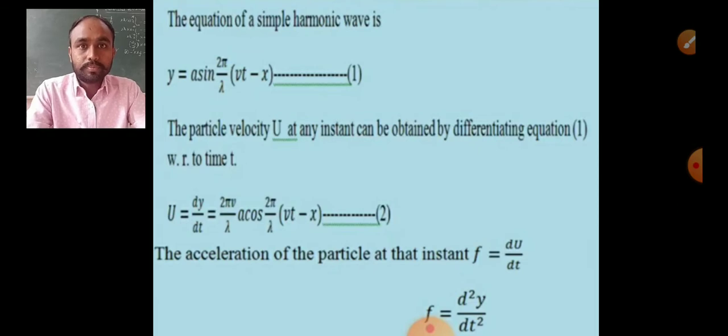Since y is the particle displacement, to find the particle velocity we have to differentiate equation 1, because the rate of change of displacement with respect to time is velocity. We represent the particle velocity as u, and it will be dy by dt, the rate of change of displacement with respect to time. So to find the particle velocity, let us differentiate equation 1 with respect to time.